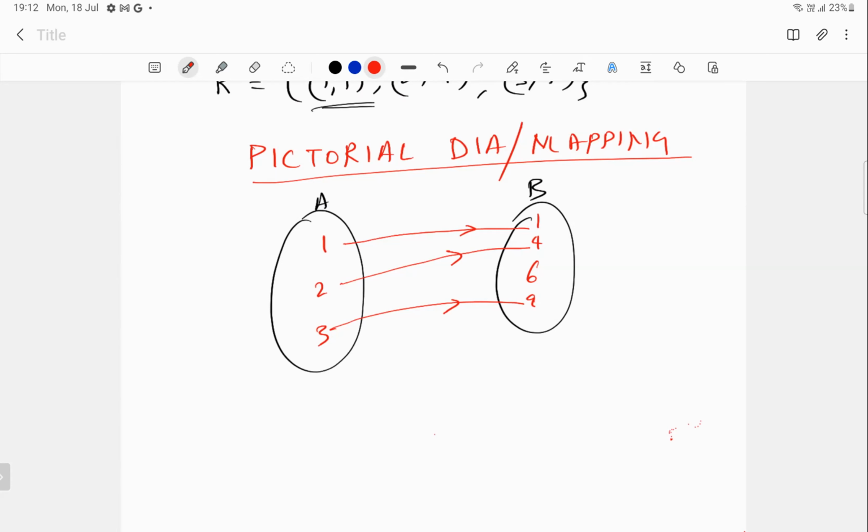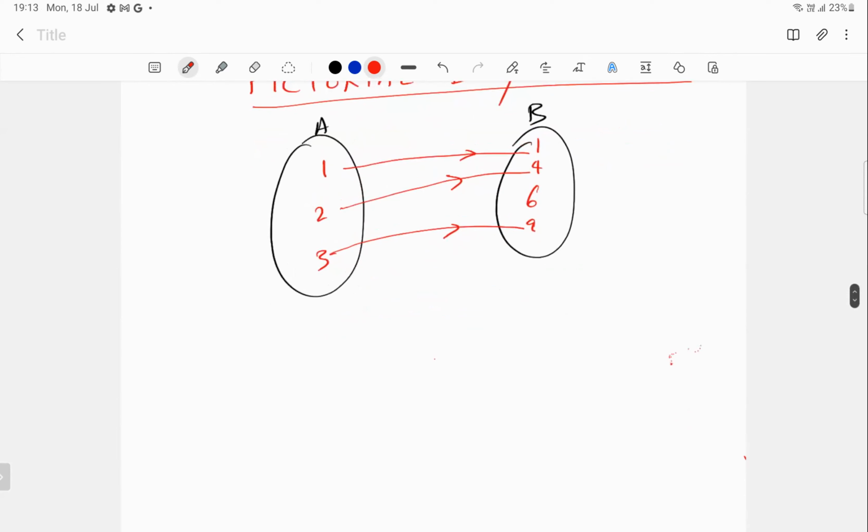I can just write y is equal to 3x. That's how I change the relation, so it will be complete. This arrow will be completed. So this representation is called your pictorial map, or pictorial representation. That's what we call this one. It's easy, right? Mapping from A to B. Now, this was very easy. Okay, very good.